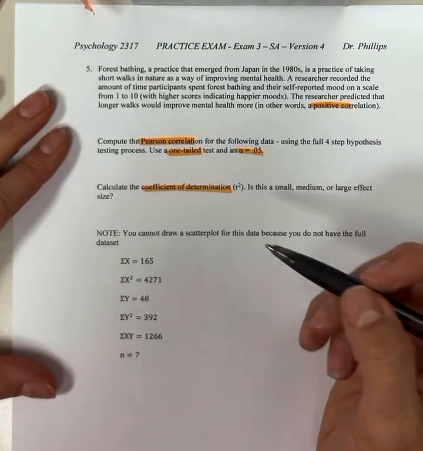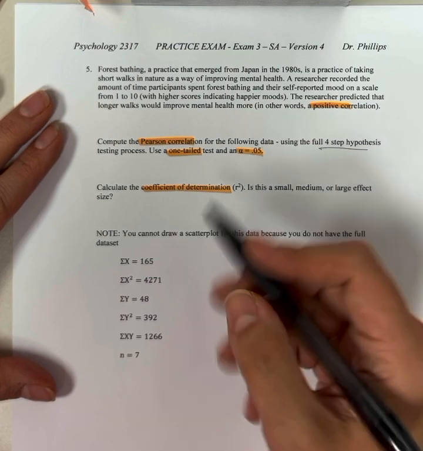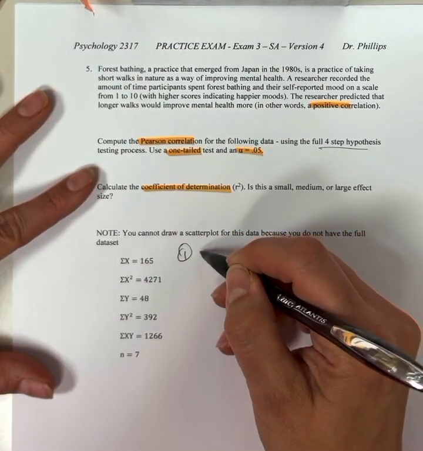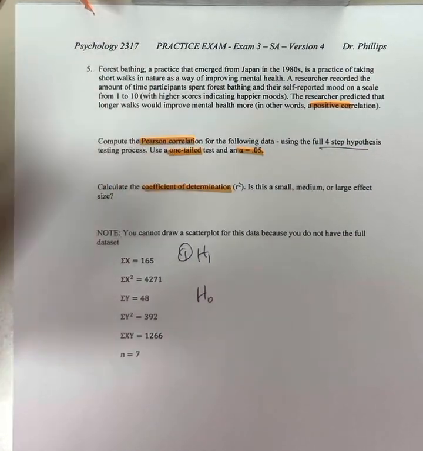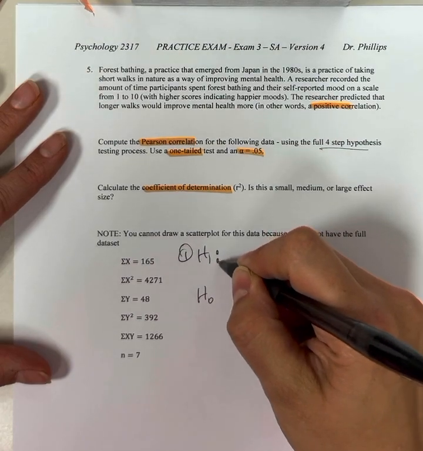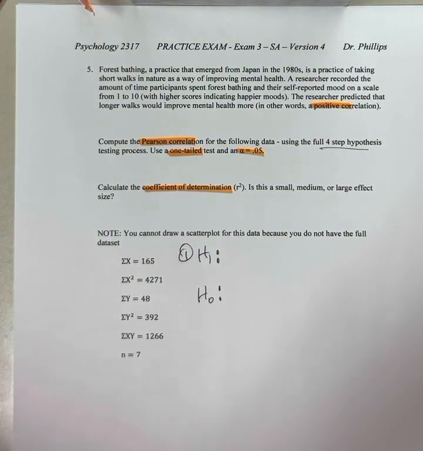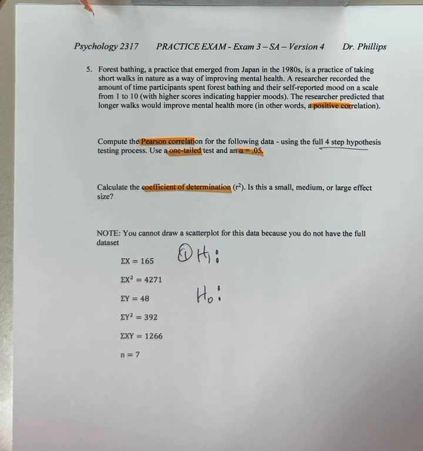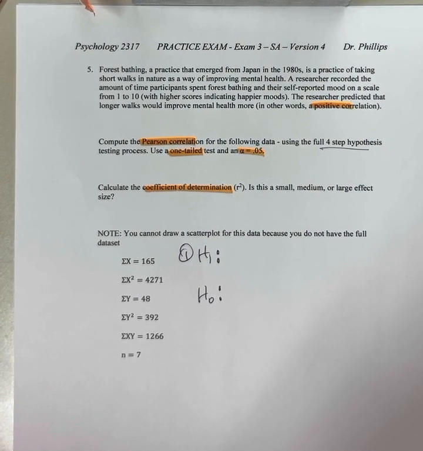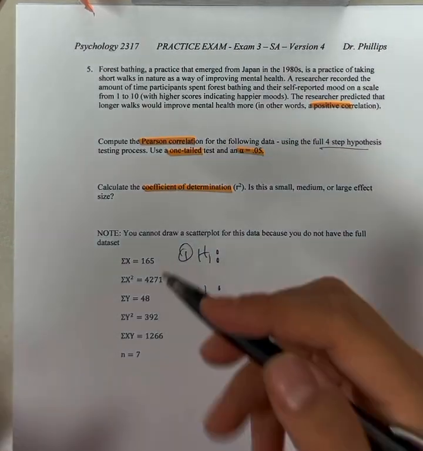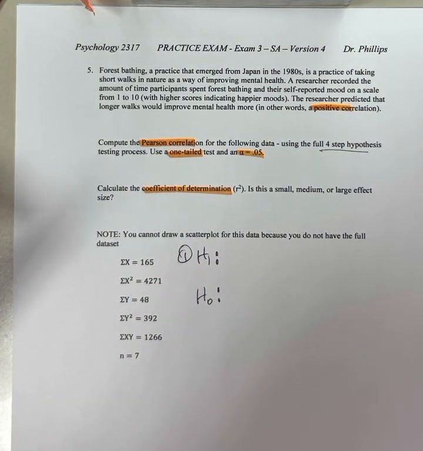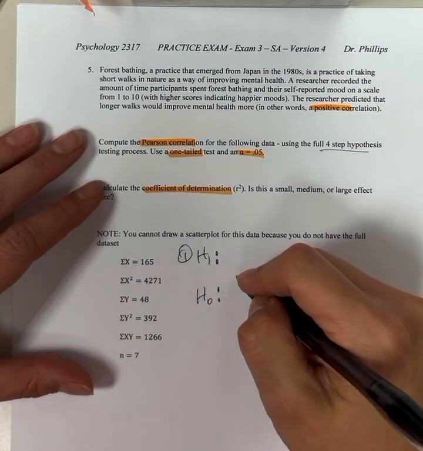So, we need to use the full 4-step hypothesis testing procedure. So step 1, we need our hypotheses. We need an alternate. We need a null. It's a one-tailed test. So the correlation is something a little bit different than the other ones. The other test statistics that we've looked at this semester involve looking at mean differences or differences between group means. Here we're looking for an association between two variables. So where the other hypotheses have involved mu, this is going to involve rho.